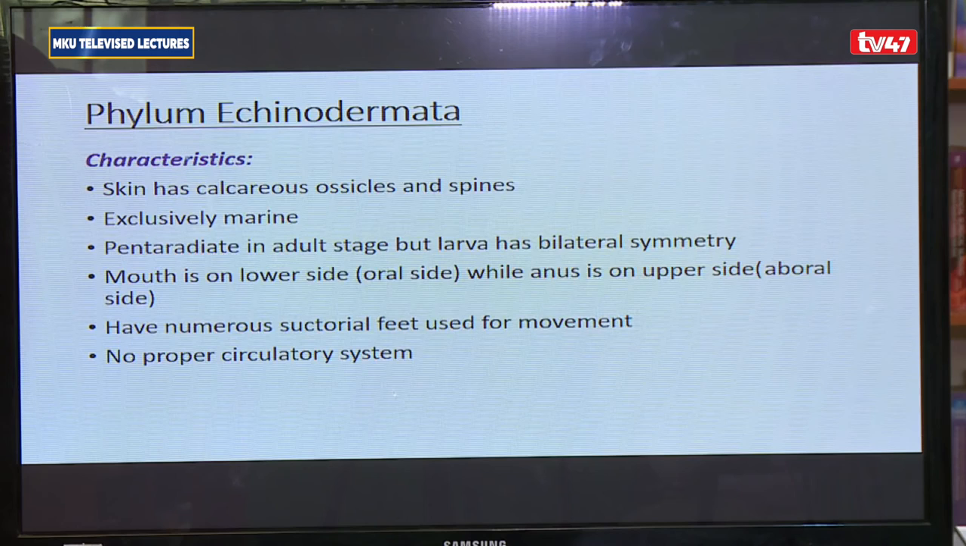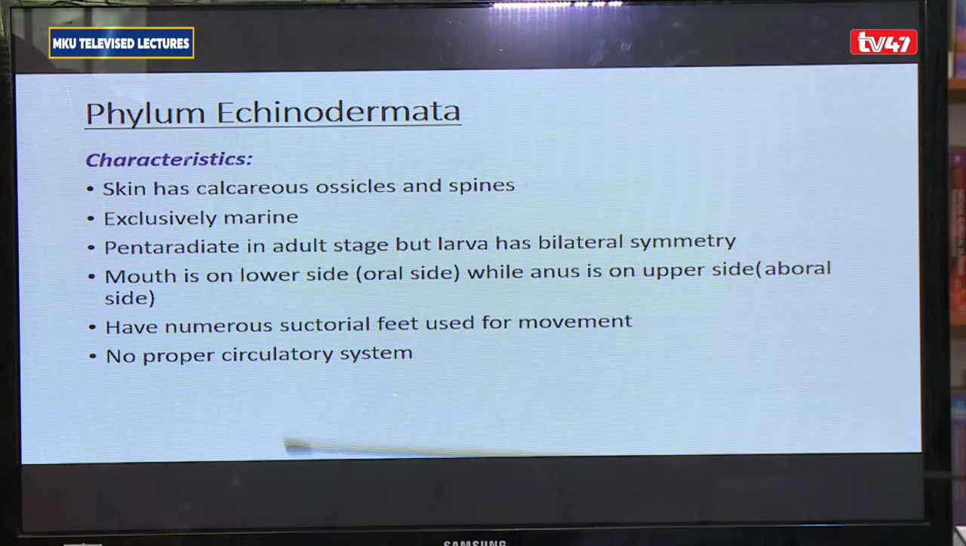Then we have phylum Echinodermata. Organisms in this phylum are characterized by having spines in their skin. So the skin is rough because of the presence of spines. Now, because the skin has spines, Echinodermata has a meaning: Echinodermata actually means spiny skin. For the characteristics of organisms in Echinodermata, the skin has calcareous spines and ossicles. Calcareous simply means they have spines and ossicles that consist of calcium carbonate.